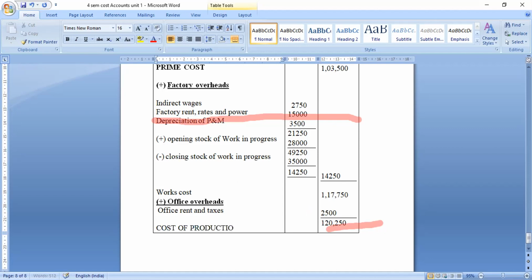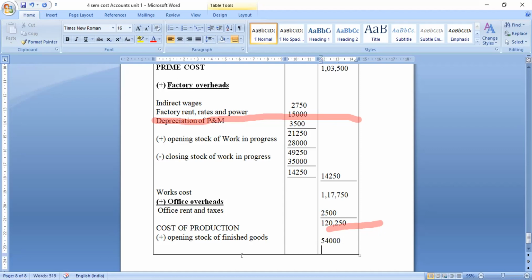Next, for this you are going to add cost of production, along with opening stock of finished goods and closing stock of finished goods. Opening stock of finished goods. Let us see how much opening stock of finished goods there is in the problem. They mentioned clearly it is 54,000.